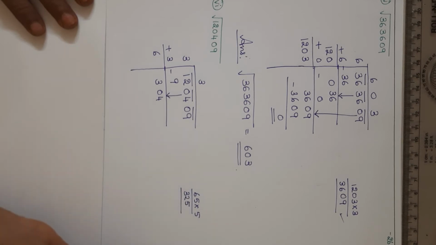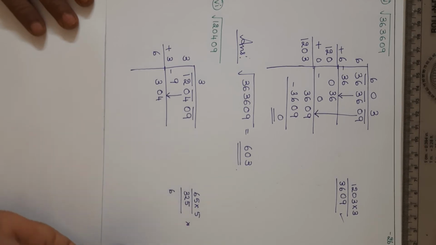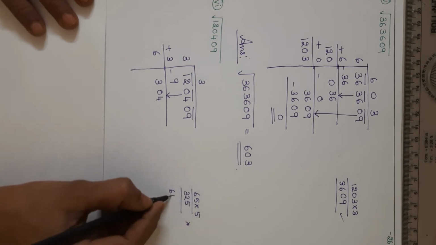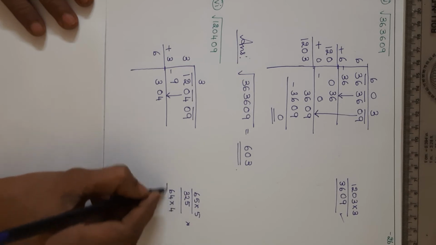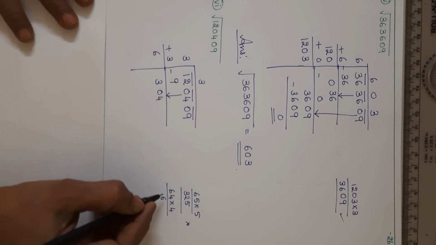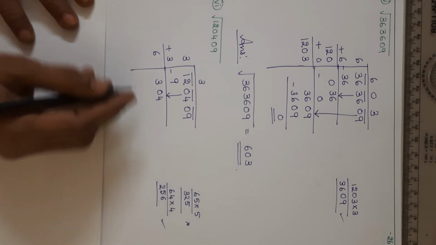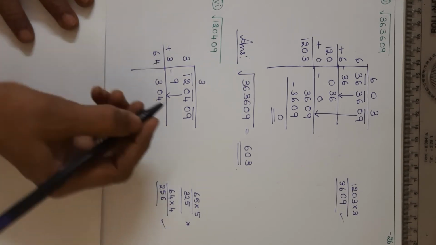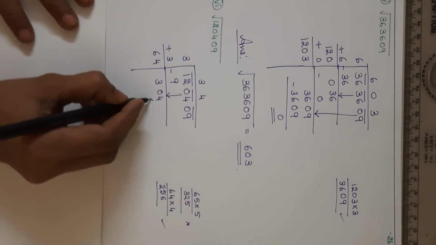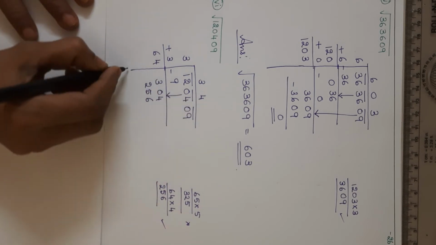So 325 came, we cannot put it. Next, beside 6, how much to put? 5 is not possible, so 4. So try with 4. 4 4s are 16, 4 6s are 24, plus 1 is 25. So it is smaller, so you can put. So which digit are you putting? 4. 4 4s are 16, 4 6s are 24, 25.